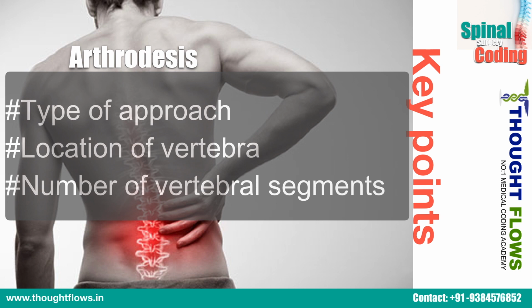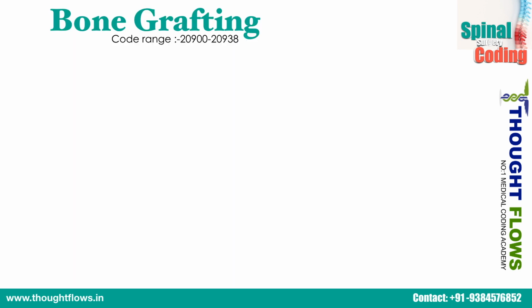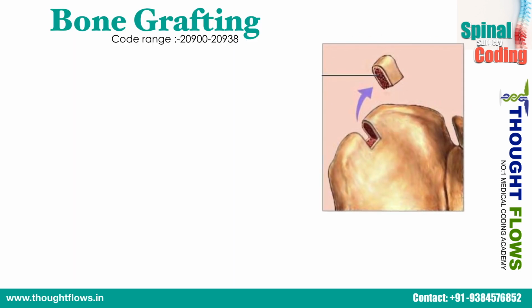And the last key point is we are checking the number of vertebral segments. And the next topic is bone grafting. A bone graft is a surgical procedure used to fix problems with bones or joints. Types of bone grafts are autograft and allograft.